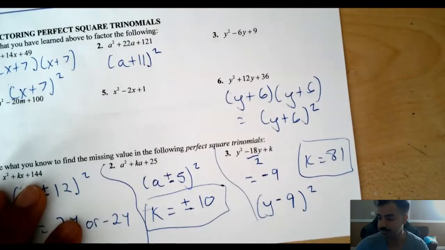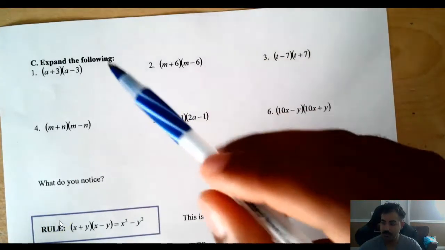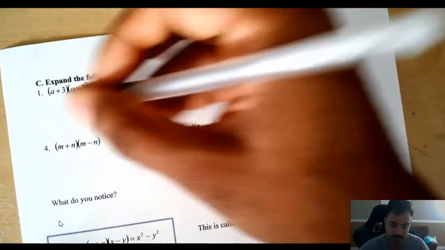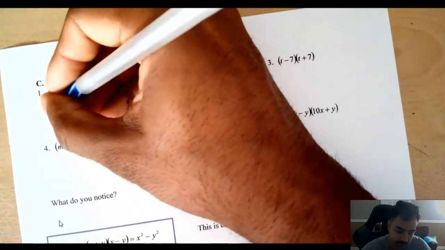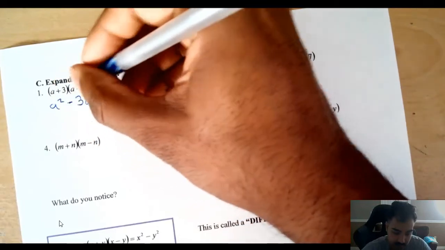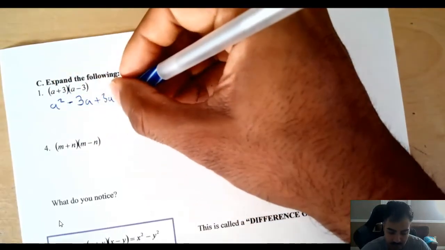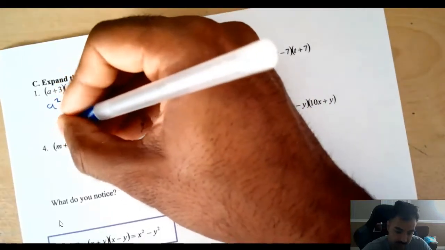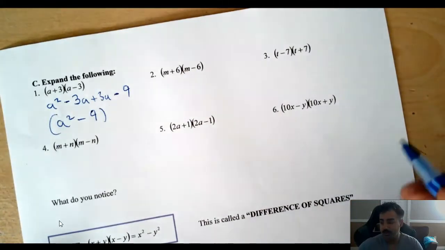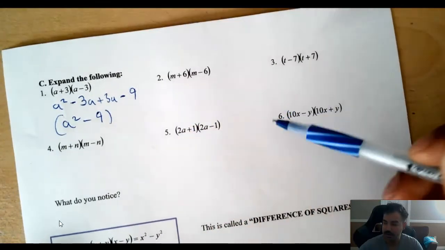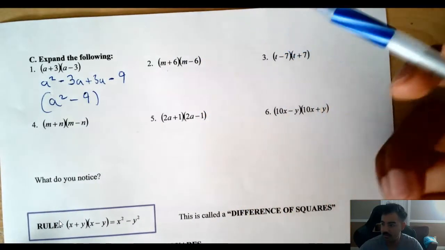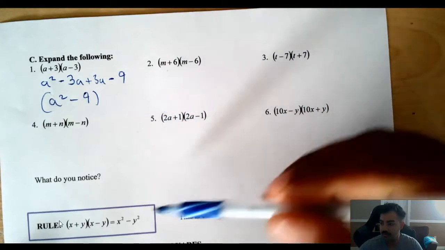Okay, next page. Okay, expand the following. Again, these are special cases. So if you just did it normally, you're foiling it out, a times a is a squared, then a times negative 3 is negative 3a, positive 3a, and then negative 9, and then you get a squared minus 9, right? But we're going to notice a pattern if you do this. So you notice that in this case we're using binomials that are opposite. So this is called difference of squares, and we'll go over this rule.